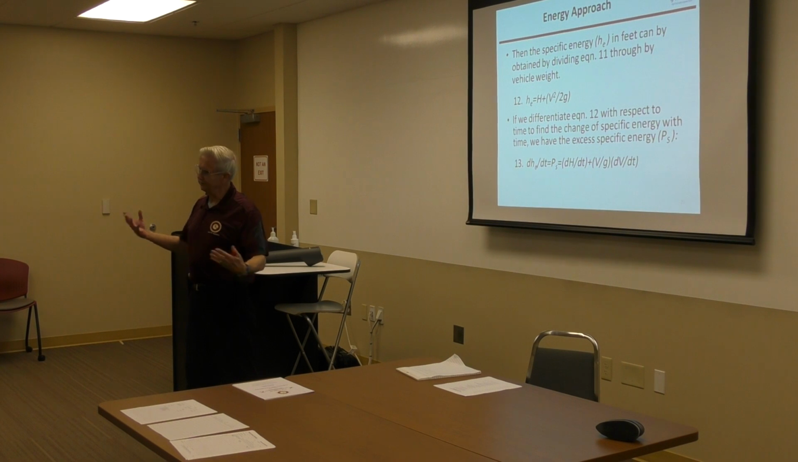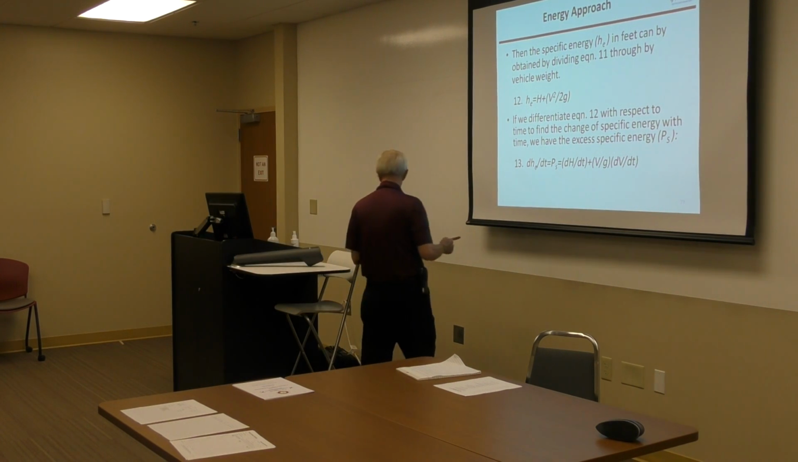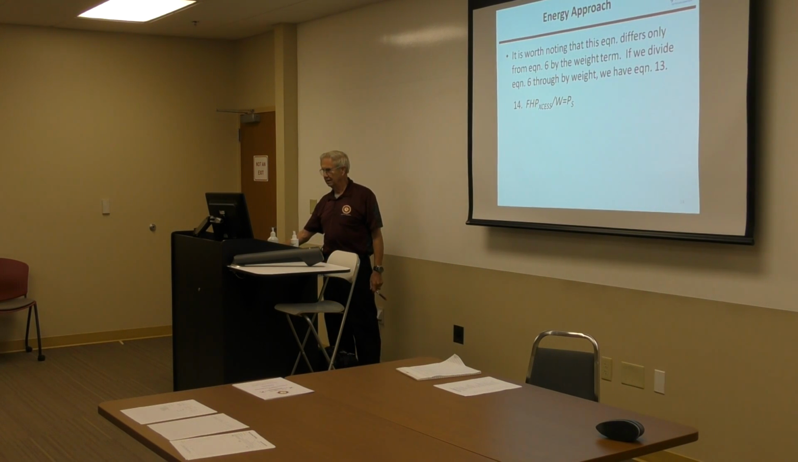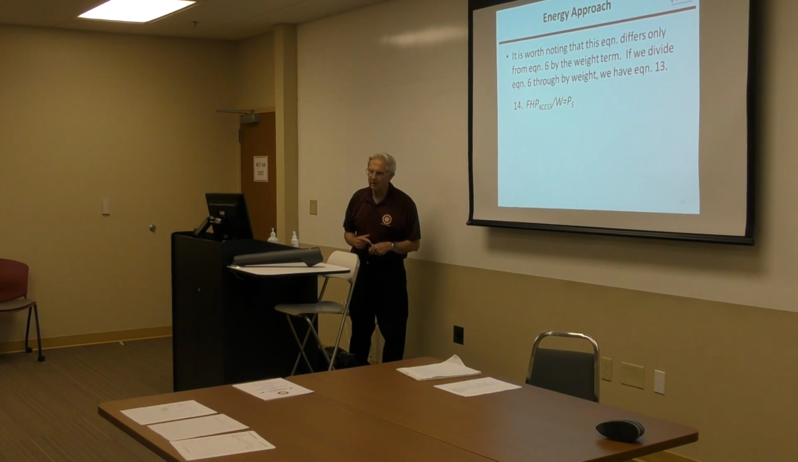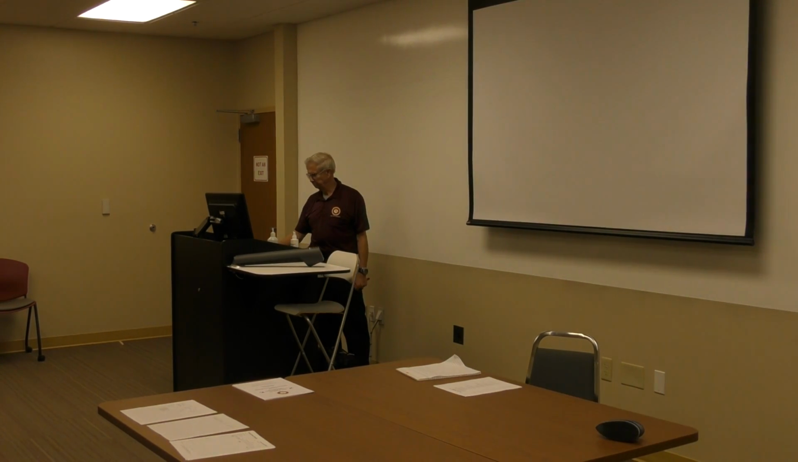Right, so we've approached this rate of climb problem from two different angles and ended up with the same result, essentially, okay? That equation only differs from equation 6 by the weight term. If we divide equation 6 by the weight, we have thrust horsepower in excess over weight is equal to P sub s. So P sub s, the only difference between it and thrust horsepower in excess is just the weight. Questions?